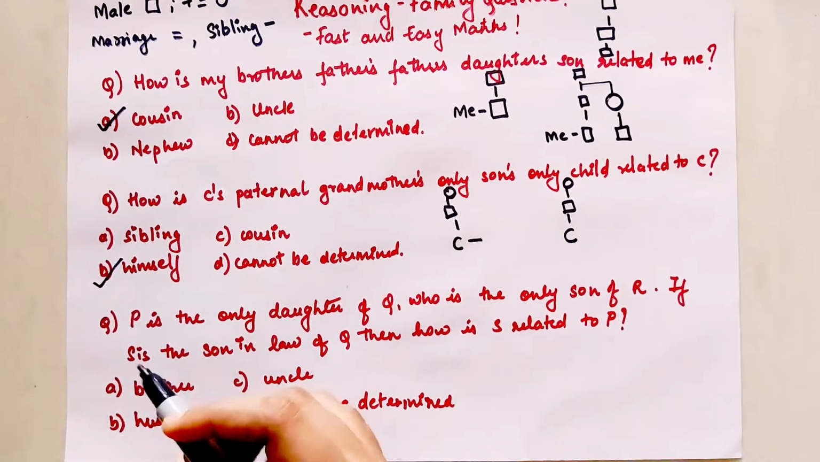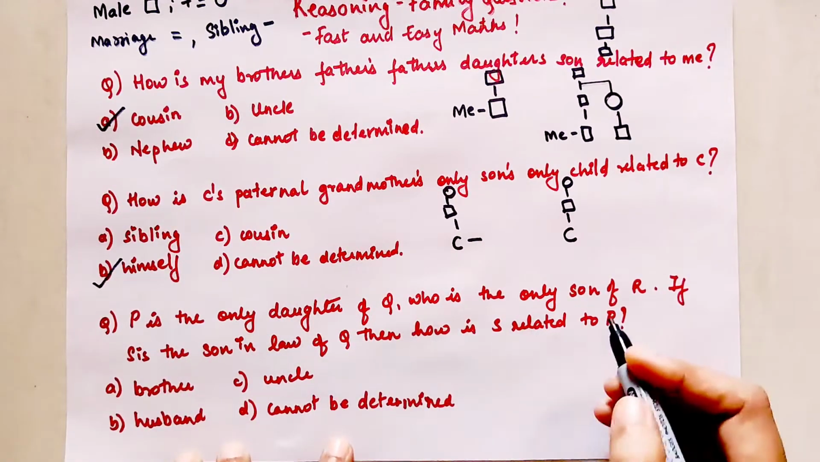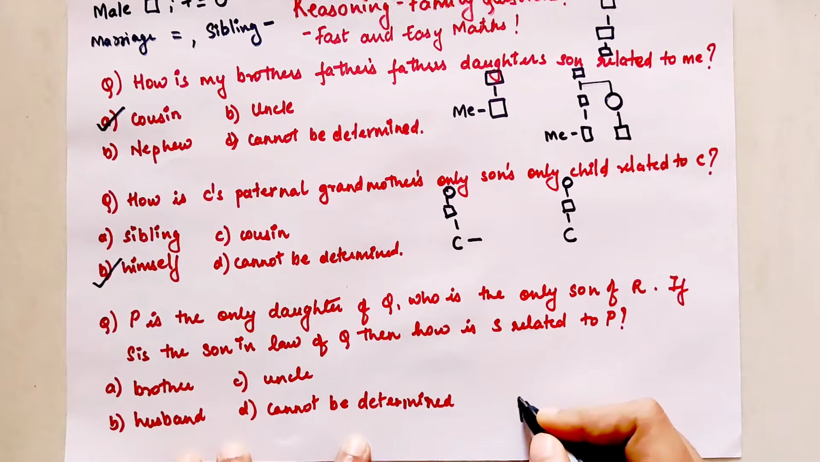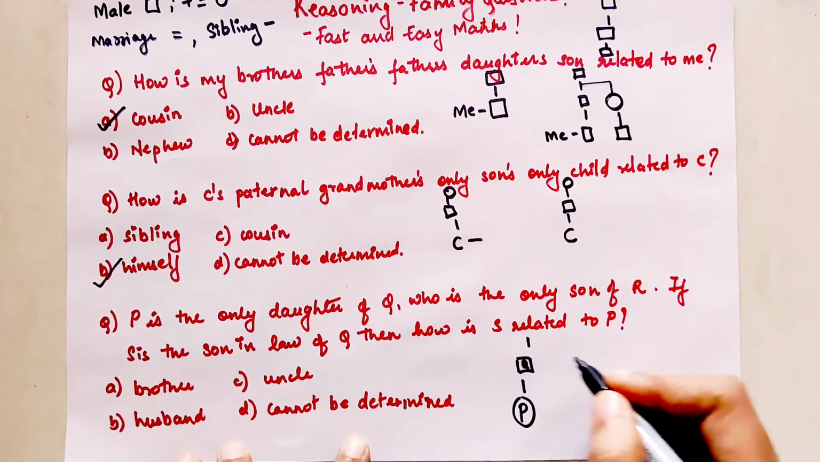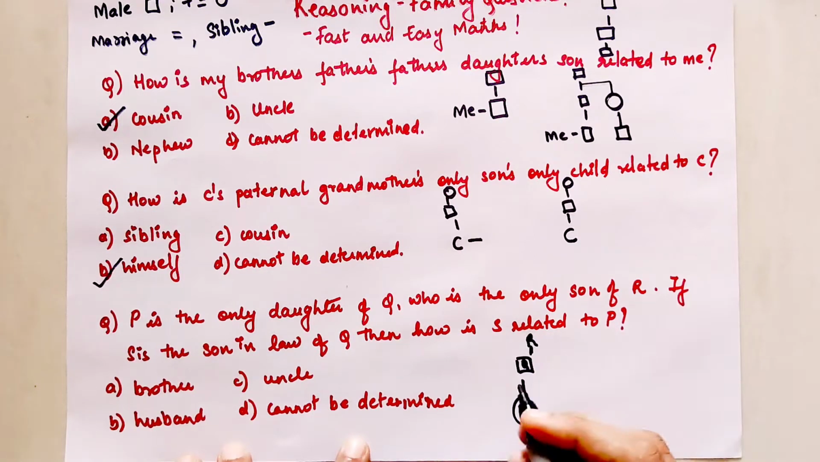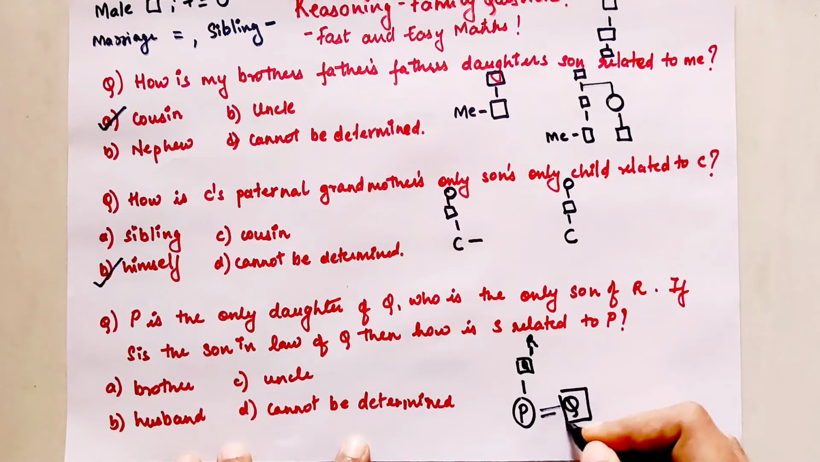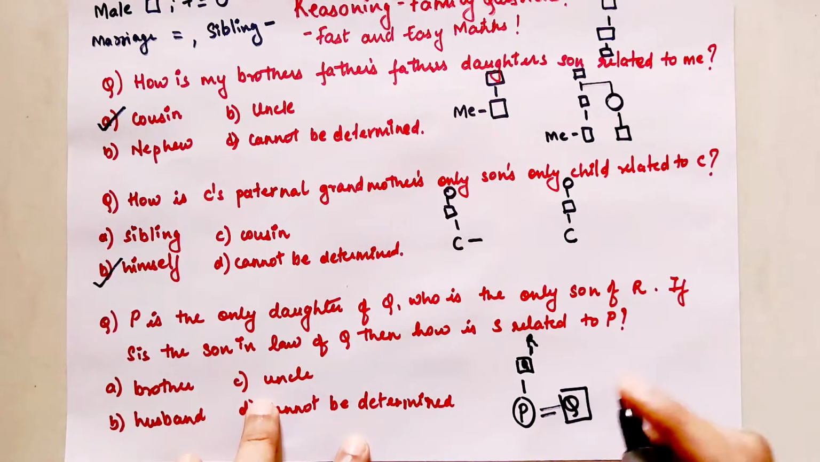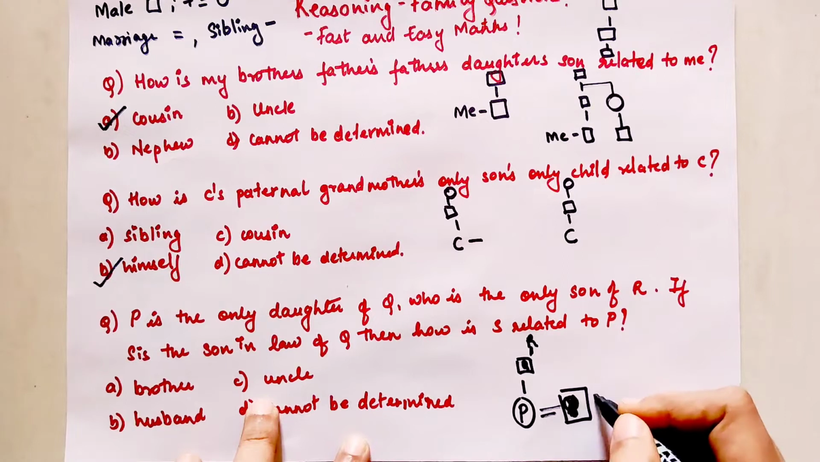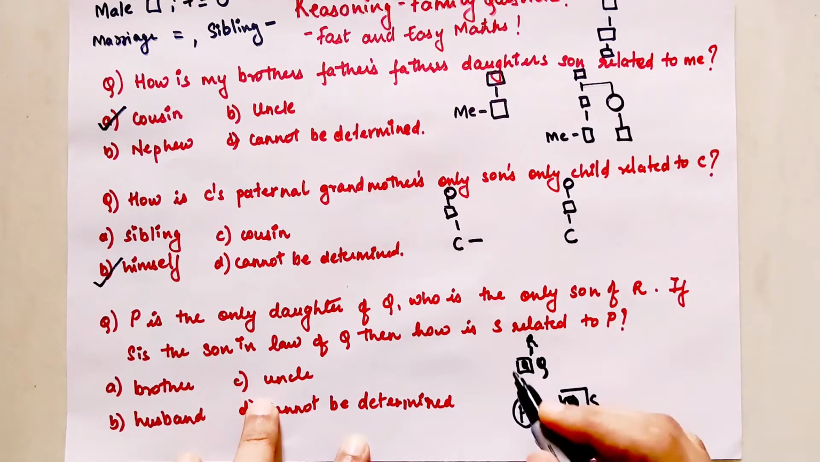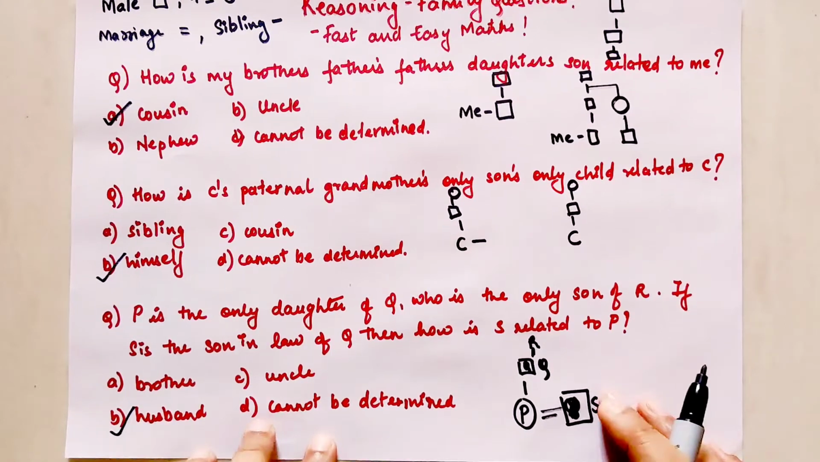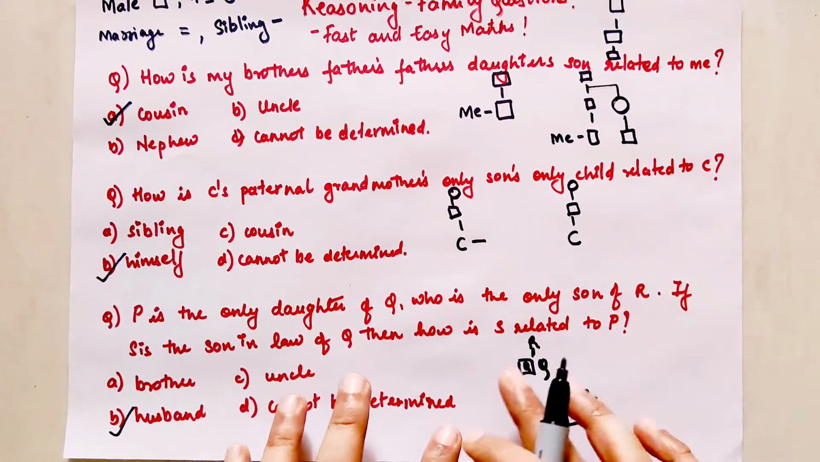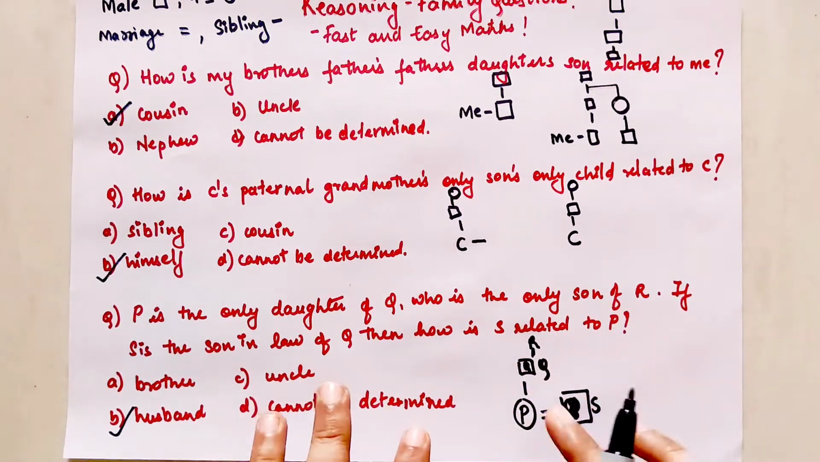Okay, so the next question is, P is the only daughter of Q, who is the only son of R. So P is the only daughter of Q, who is the only son of R. Okay, and S is the son-in-law of Q. So obviously S and P are married. Sorry, wait, S is the only son, sorry, this is S, here this is Q. Okay, so how is S related to P? So then S will be what? Husband of P, correct? So you're understanding how easy this is once you know how to represent them in form of male, female, and using these signs.